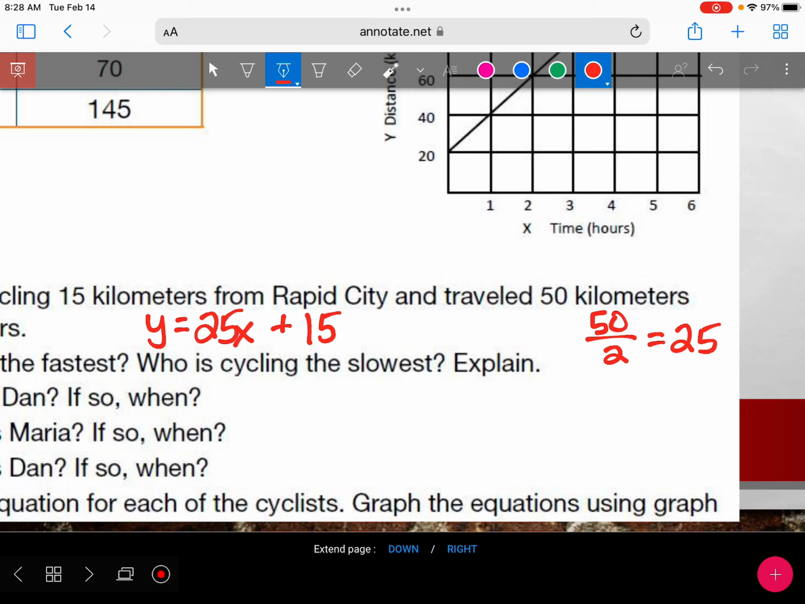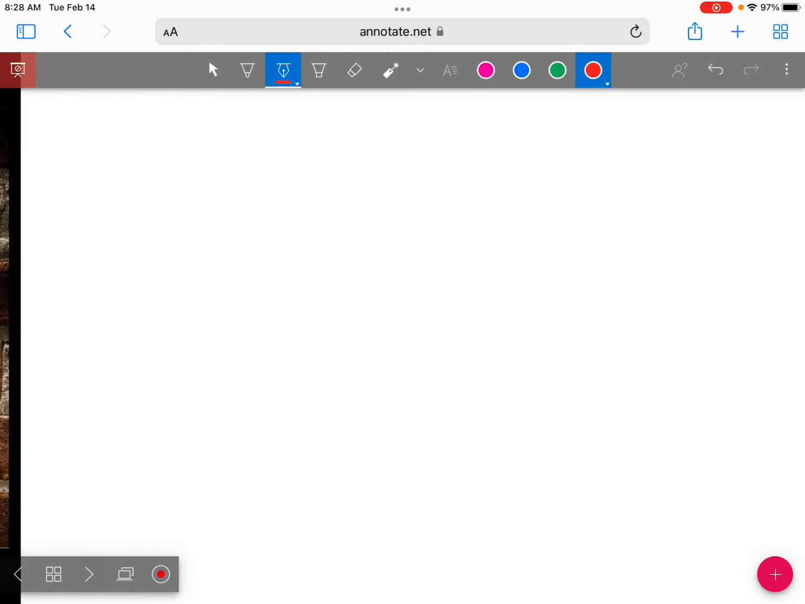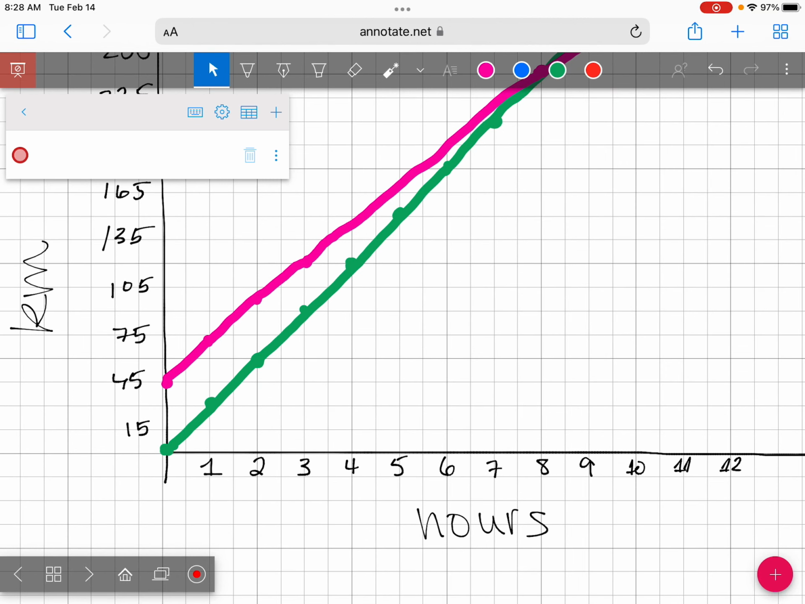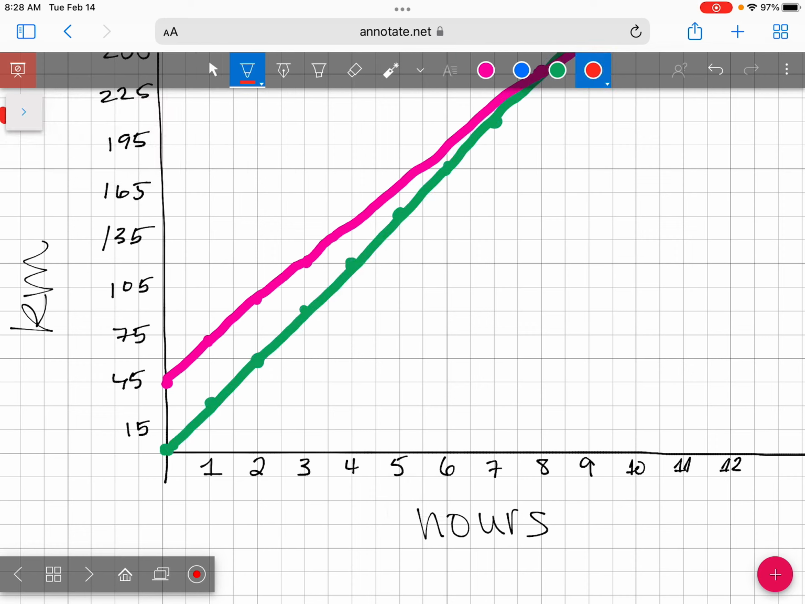Right? Okay. So we're going to go back to the graph. Start at 15, right? And we know that in 2 hours she had 50 kilometers, so we can just go up and find 50 kilometers. So every 2 hours we could say she goes 50 kilometers, right? Would you agree with that? So she starts at 50.